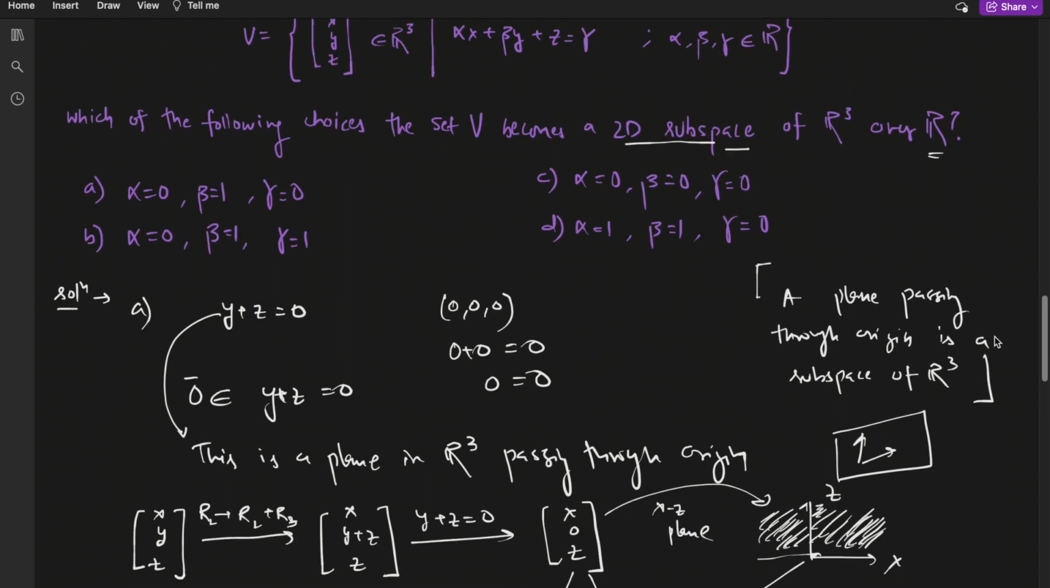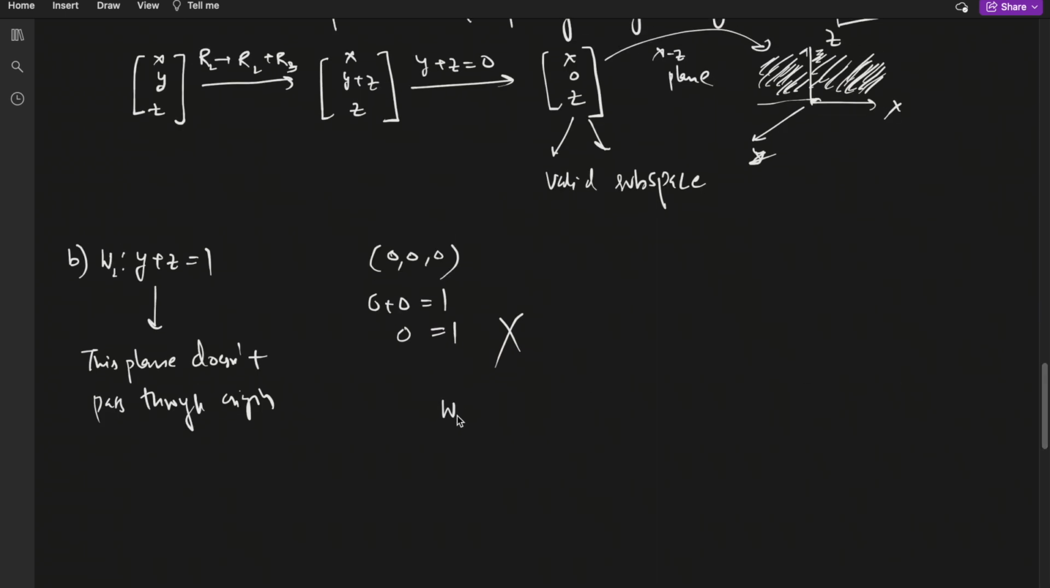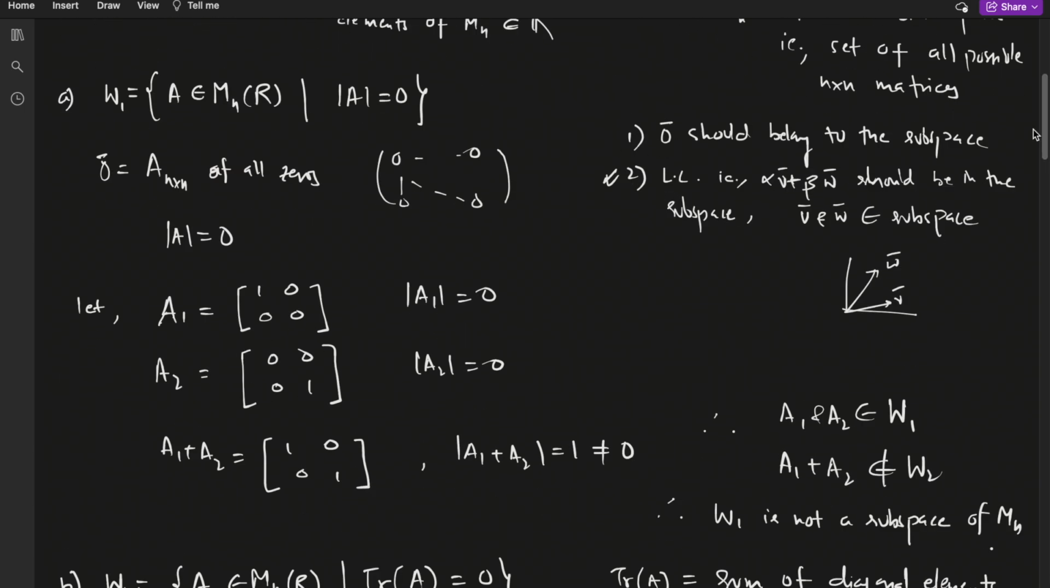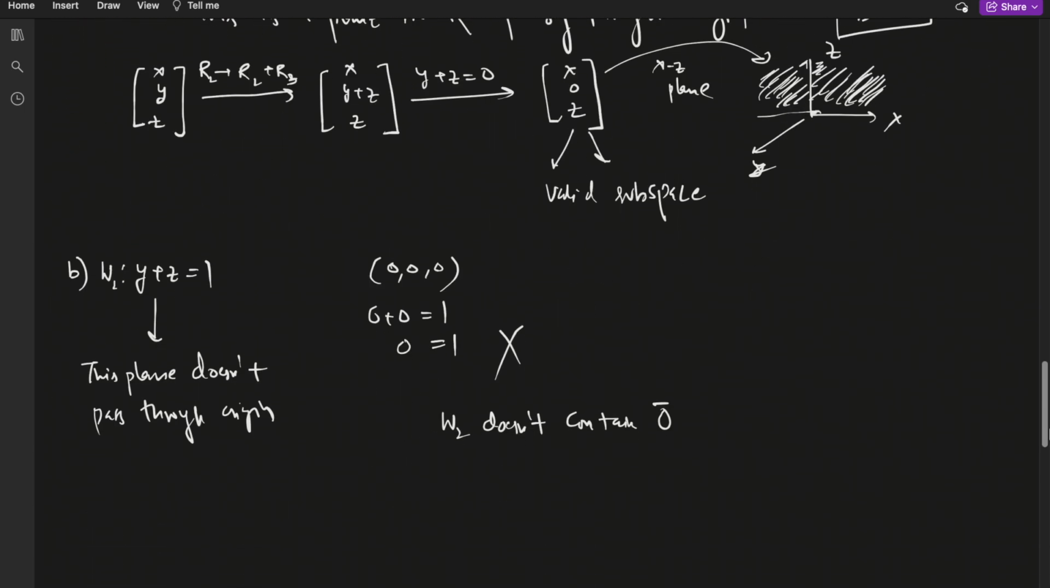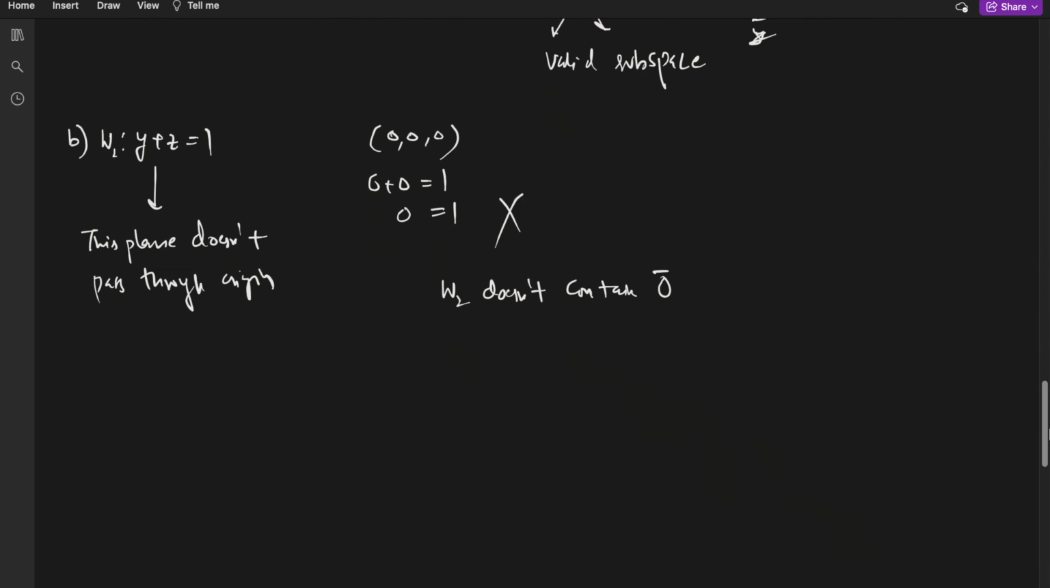Or we can also say, let us suppose this is the subspace W1 and this is the subspace W2. All right. So we can also say that W2 doesn't contain the null vector. That is the first condition. This first condition itself has failed, so no need to check the linear combination. But the linear combination will stay in this plane itself because it's a plane, and we know that a linear combination is bounded in a plane.